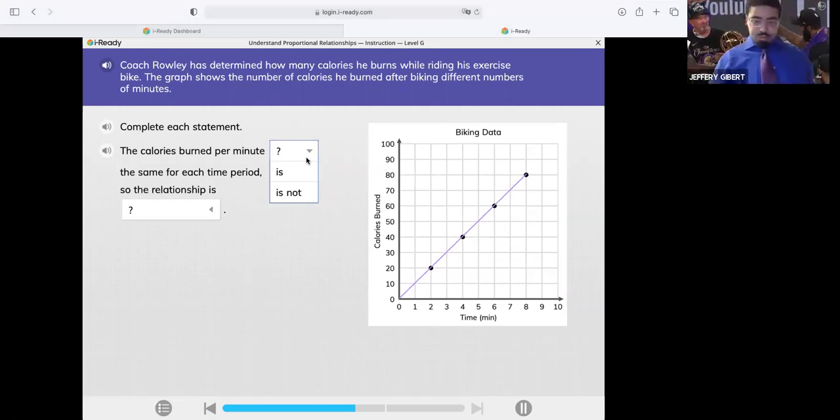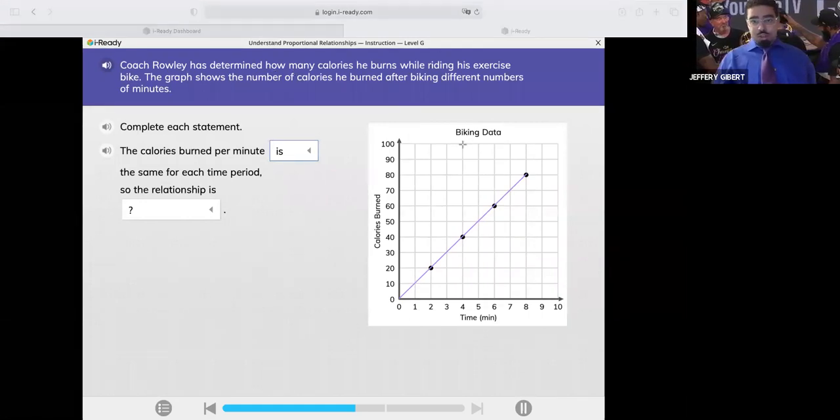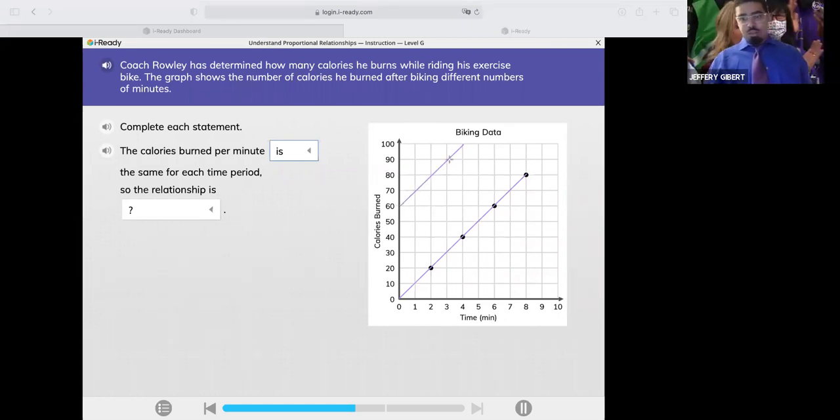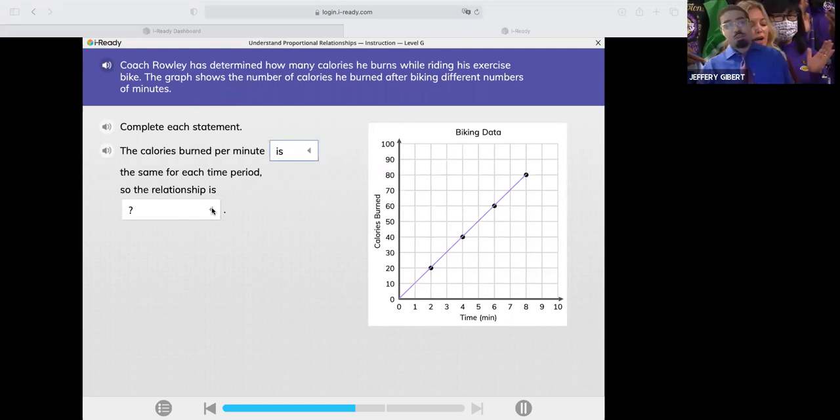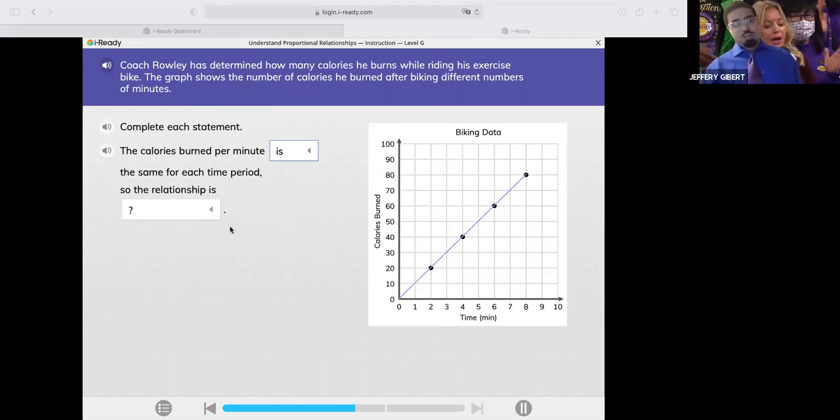It goes in a straight line. And what else? What about this? Because you said it's a straight line. So what about this one here? This is a straight line. Oh, also because it starts at the origin. Yeah, when it goes to the origin. So is it proportional or not proportional? Proportional. Correct.